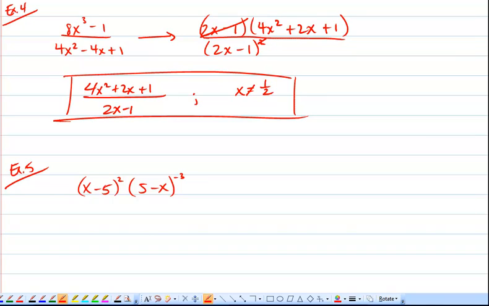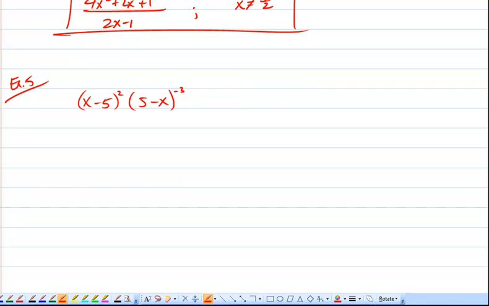All right, and the last example I have for you, we'll obviously have some more stuff on worksheet 12 that you'll be able to work through with this, is a problem that looks like this. X minus 5 quantity squared multiplied by 5 minus x quantity to the negative 3. The idea here is that we first want to set this up as a rational expression with a fraction. So we take this negative exponent, we push everything to the denominator, and this becomes x minus 5 squared up top and 5 minus x to the positive 3 in the denominator.